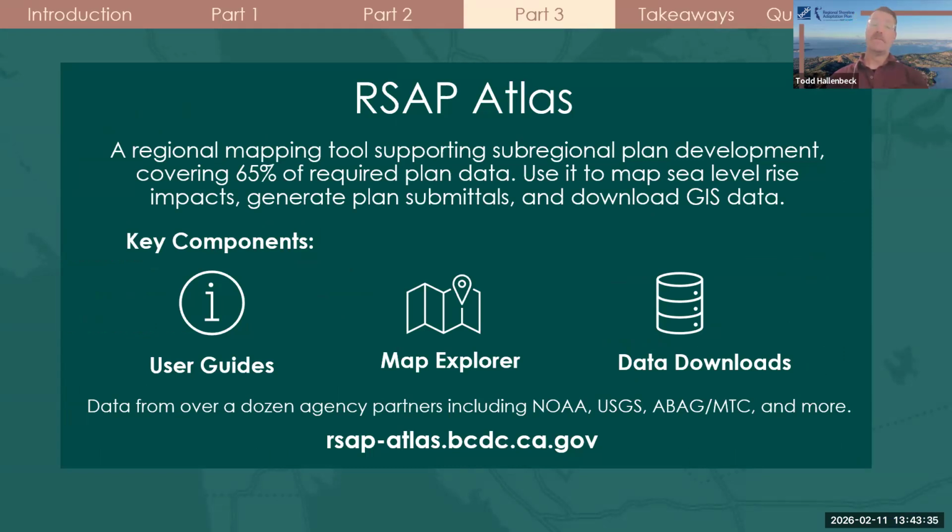It includes data from over a dozen agency partners, including NOAA, USGS, ABAG, MTC, and is designed to ensure consistency with RSAP guidelines. For element B in particular, the Atlas can help jurisdictions map and document physical, ecological, and community conditions in a consistent way across the region. The tool allows users to explore how sea level rise may affect their planning area, generate maps and materials to support plan submittals, and download GIS data for further analysis or integration with other datasets.